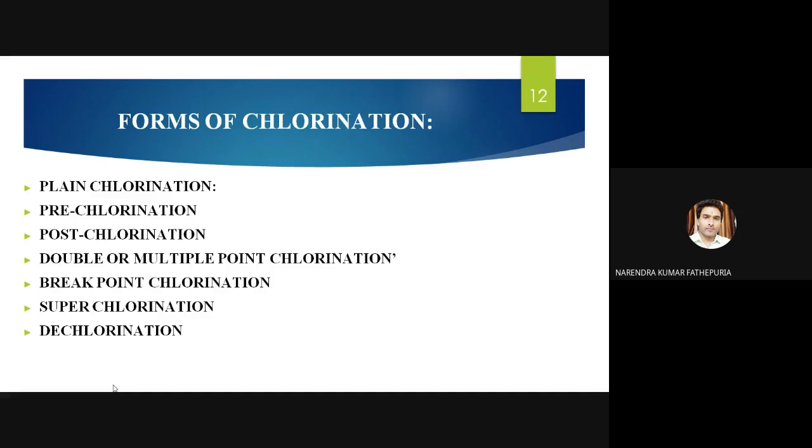Now, how will the chlorine be used, in which form, and at what stages is it used. There are several forms of chlorination. We call them the forms of chlorination: how the chlorine will be added at various stages. Suppose I'm talking about the water treatment plant, we have pre-chlorination, then we have post-chlorination, right? Two times we are going to add it. So like this, there are the forms of chlorination. What are the forms of chlorination?